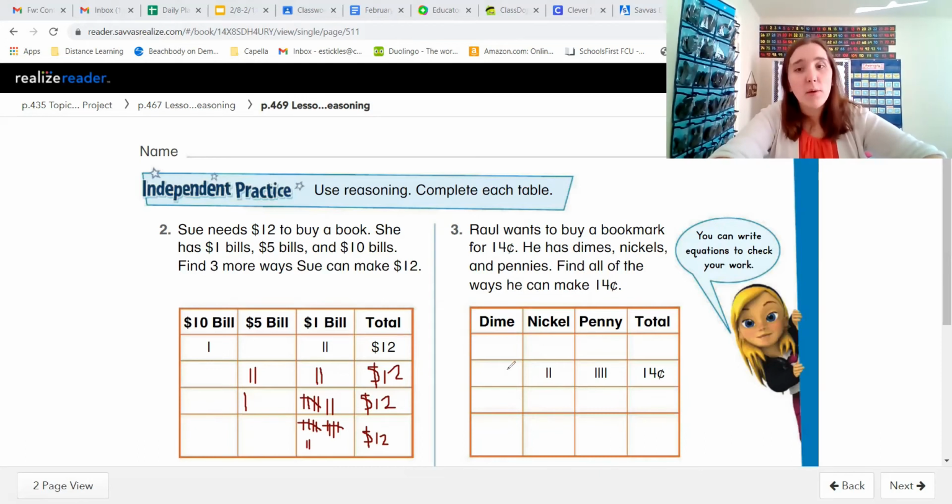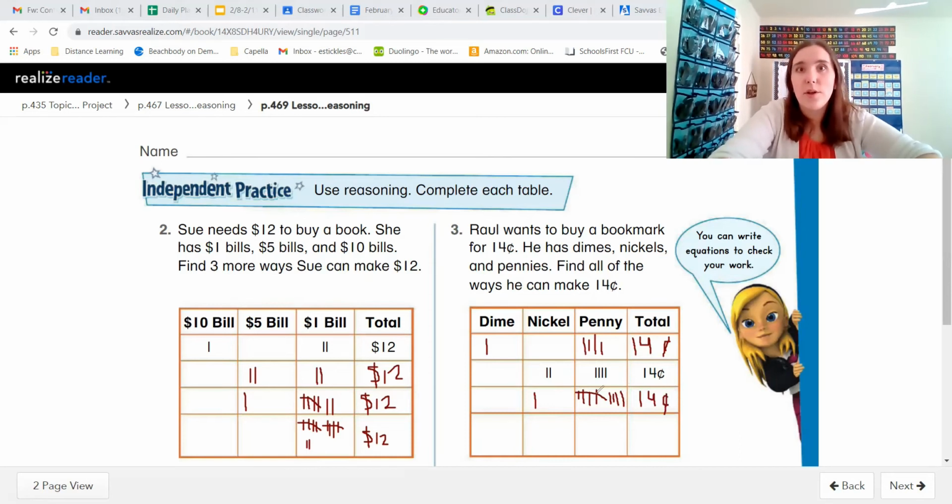Okay. So I noticed that they didn't start with any dimes, so I'm going to do one way with dimes. So I know 1 dime would be 10 cents, and then I'm going to do 4 pennies to make 14 cents total. So 1 dime and 4 pennies would be 14 cents. They did one with 2 nickels, which is 10 cents, and 4 pennies, and that makes 14 cents. I'm going to try one way with just 1 nickel. If I have 5 cents from my 1 nickel, I know I need to add 9 more pennies to make 14 cents. So 1, 2, 3, 4, 5, 6, 7, 8, 9. So 5 cents from my nickel plus 9 pennies equals 14 cents.